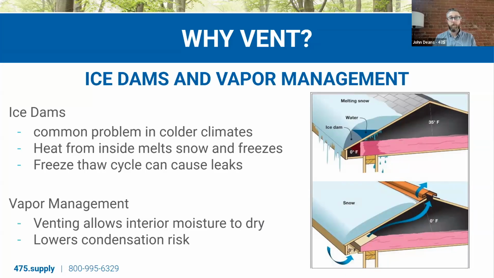And then the other thing is vapor management. So we want our buildings to be able to dry, and a vent channel allows us to direct where moisture goes that might be coming from inside the building, instead of condensing in places where we don't want it to, where it can cause moisture problems.